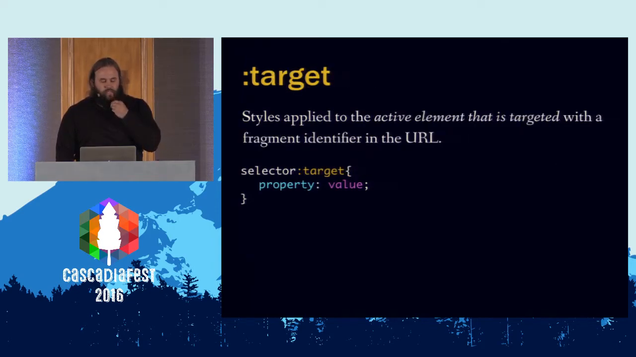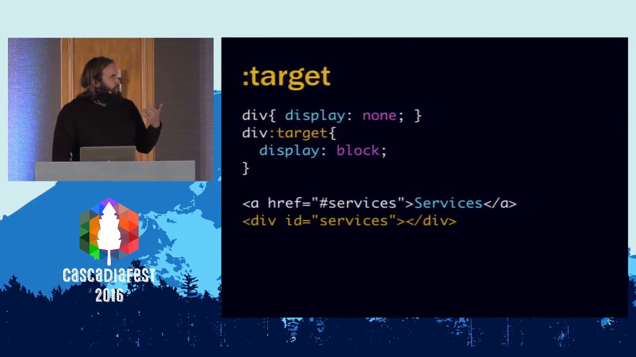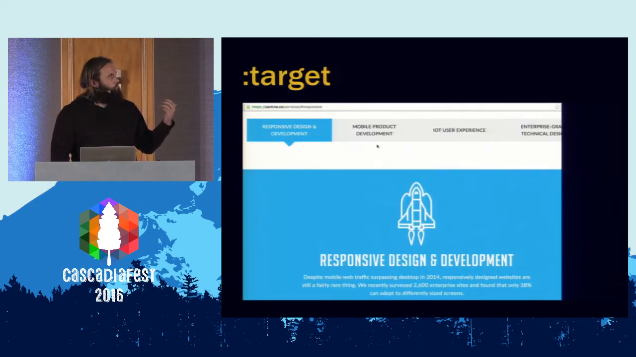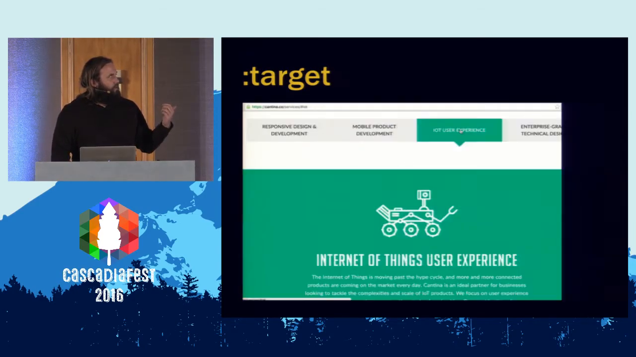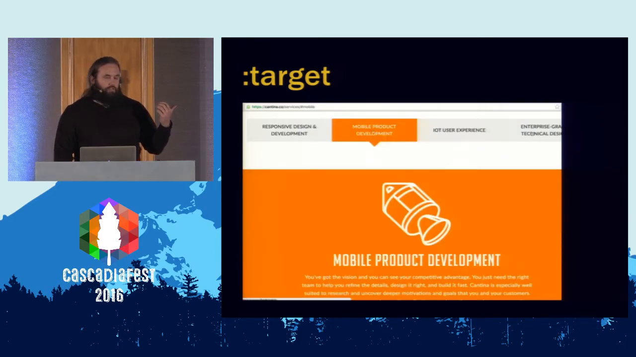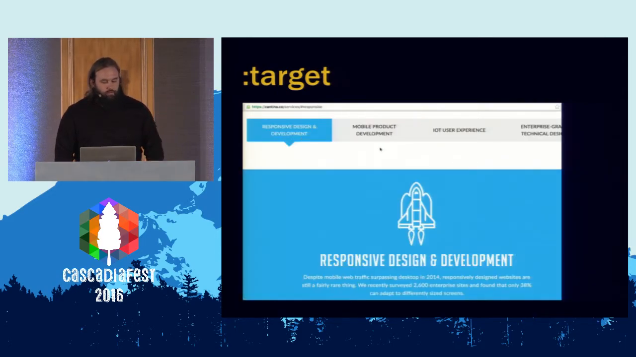Target, so these are styles applied to the active element that is targeted with a fragment identifier. So I'm using display none. That's not really accessibility friendly, but again, this is just for a demo. So if you have an anchor for services and you have a div with ID services, then you can click around and basically show and hide content without using JavaScript.